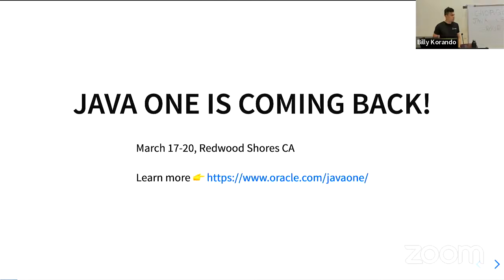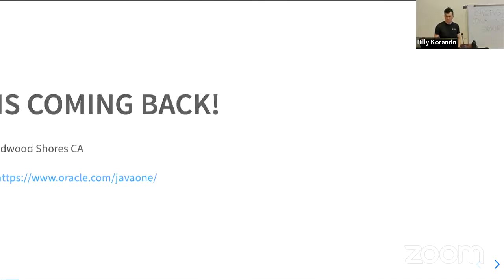So another small conference is coming back called Java 1. It will be March 17th through 20th at Redwood Shores, California. We're still working on some details, but as we learn more, you can go to oracle.com/Java1 to follow along.